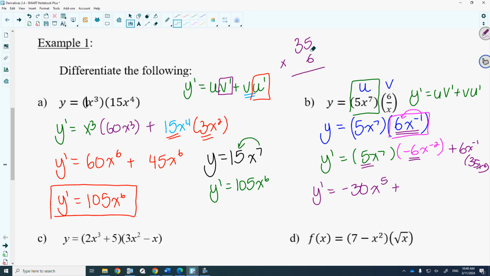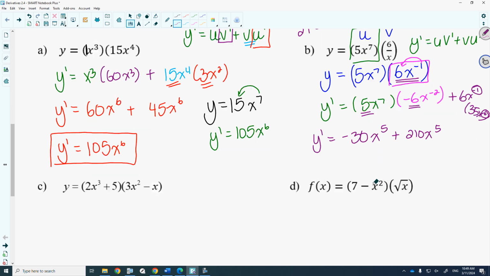So 5 times 6 is 30. 6 times 3 is 18, plus 3 is 21. So 210. And then add your exponents. 1 and 6 would give you x to the 5. X to the 5 and x to the 5 are like terms, so let's add the numerical coefficients in front, and we'll get y prime is equal to negative 30 plus 210 would be 180, x to the 5.